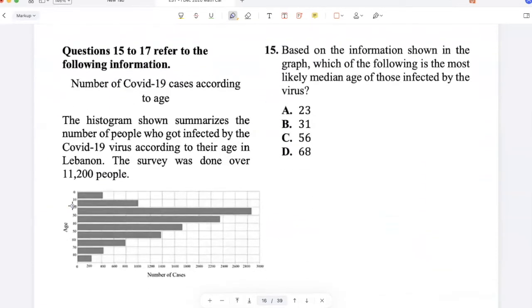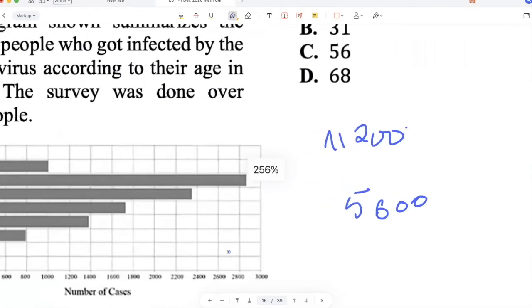Okay. Number of COVID-19 cases according to age. The histogram shown summarizes the number of people who got infected by the COVID-19 virus according to their age in Lebanon. The survey was done over 11,200 people. Based on the information shown, which of the following is the most likely median age of those shown? Okay, so 11,200 people, right? So what will be the halfway mark? 2 5s are 10, 2 6. So around the 5,600 mark. So let's see, where do we get that?